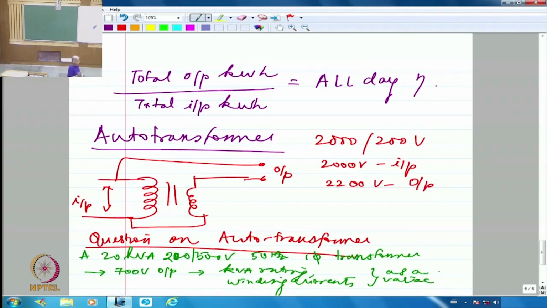Okay, so this question apparently has been given as one of the exercise questions for you guys. So this is on auto transformer. It says a 20 kVA 200 by 500 volts 50 hertz single phase transformer requires a 700 volts output from a 500 volts input. It may be, or 200 volts input. This has to be given. If it is not given, then you are going to have difficulty. It should be given clearly whether you are deriving it out of 500 volts input or 200 volts input. One of them has to be given for sure. So let us go ahead and assume that it is 500 volts input.